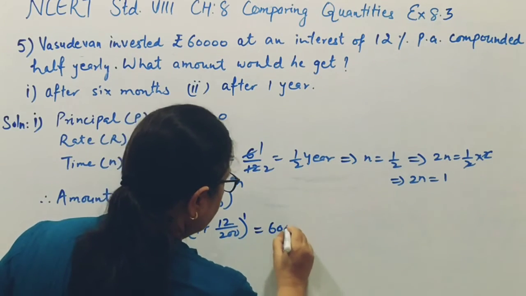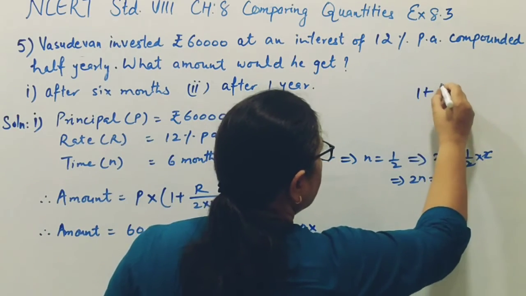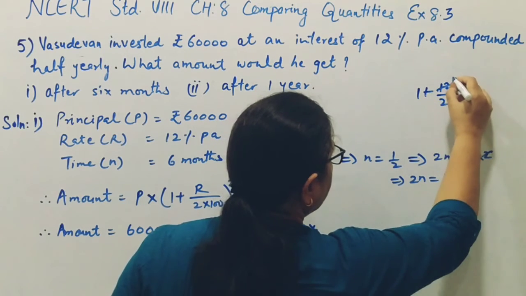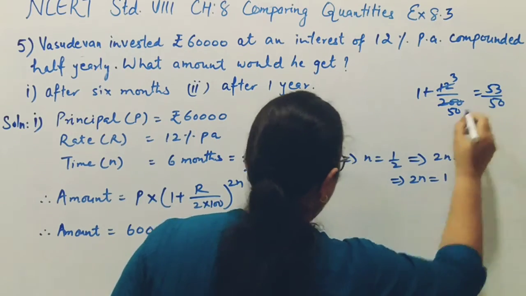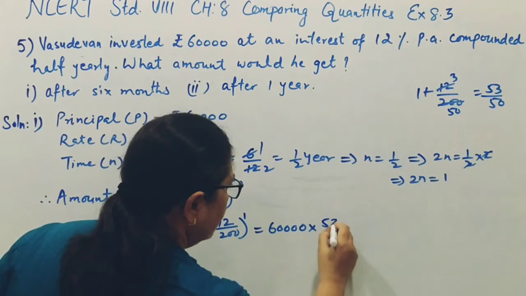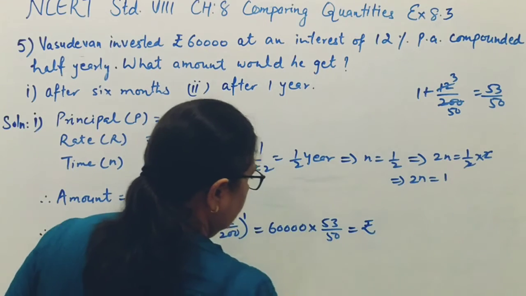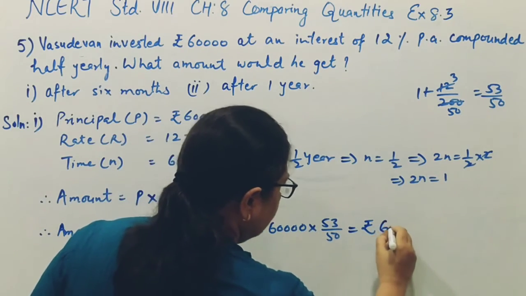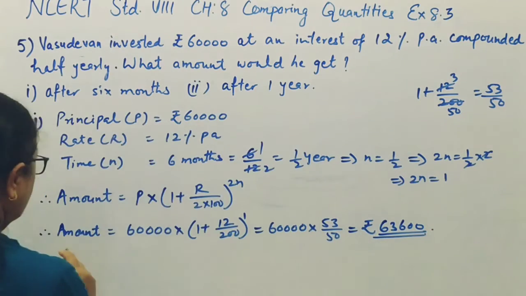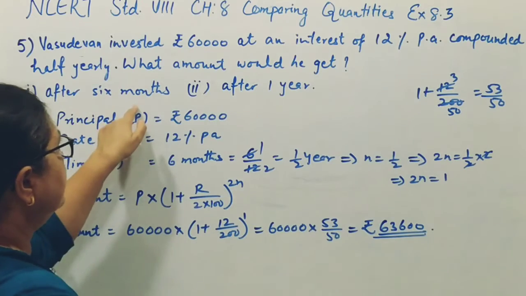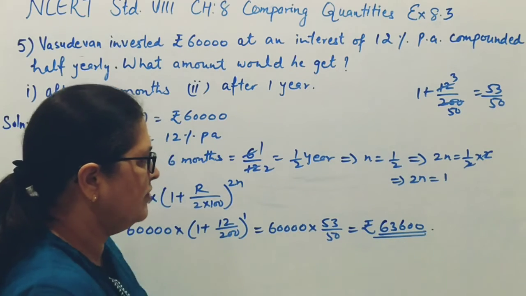That is 60,000 into 1 plus 12/200, which after simplification will become 53/50. So it is 53/50, power is 1. After simplification we get rupees 63,600. So after 6 months he will get rupees 63,600 as amount.